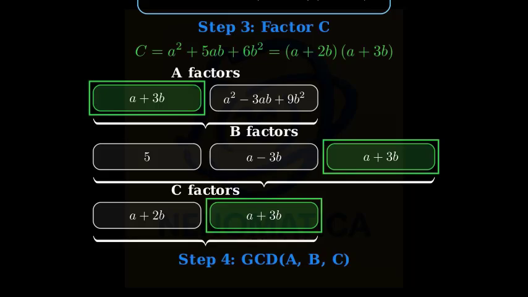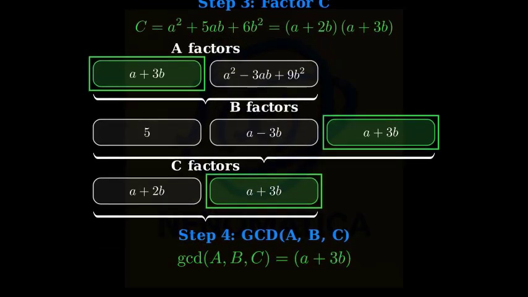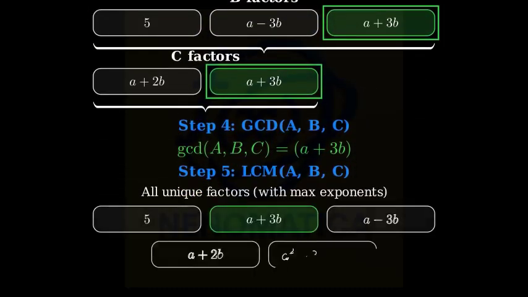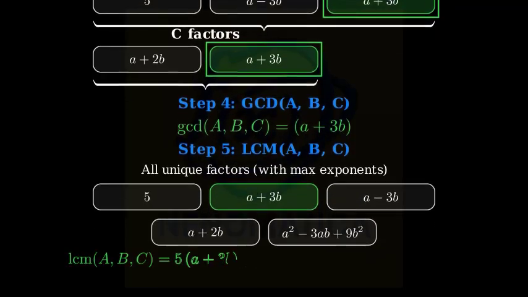Step 5. The least common multiple includes every unique factor with the largest power that appears in any expression. Collect 5, a plus 3b, a minus 3b, a plus 2b, and the quadratic a squared minus 3ab plus 9b squared. So the least common multiple is 5 times (a plus 3b) times (a minus 3b) times (a plus 2b) times (a squared minus 3ab plus 9b squared). Final answers.